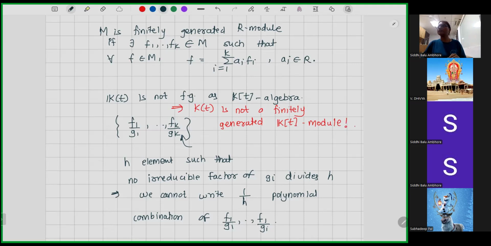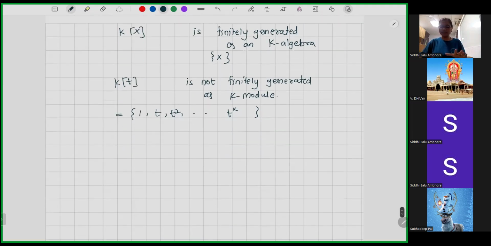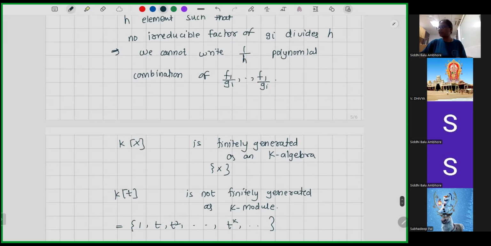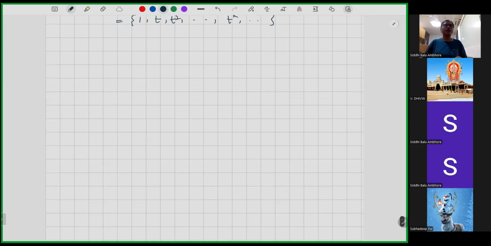Divya, is it okay? I hope so. If you have any doubt, please let us know, and if you feel any doubt in the previous argument which we did, please write that. Feel free to ask. But this is definitely not finitely generated as a K module or KT module. Okay, so let us move to the next question.